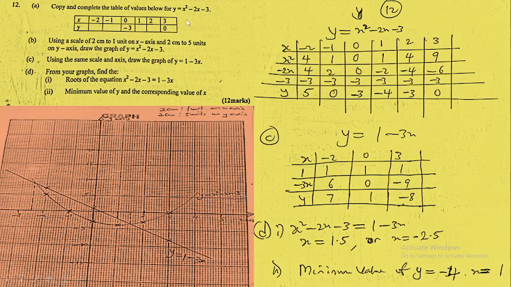Of course, we know that when we plot a quadratic equation, it's going to give us a curve. Then if that should be the case, also question number C, using the same scale and axis, draw the graph of y equals 1 minus 3x. Of course, now we know that this is a linear equation. A linear equation is going to give us a straight line graph.